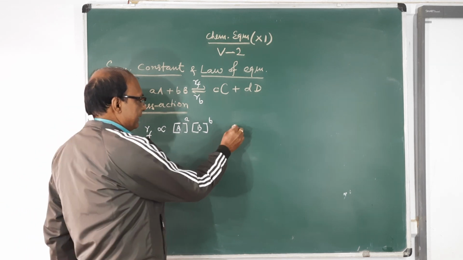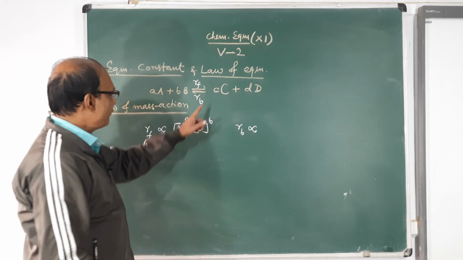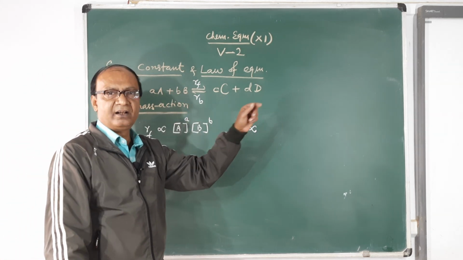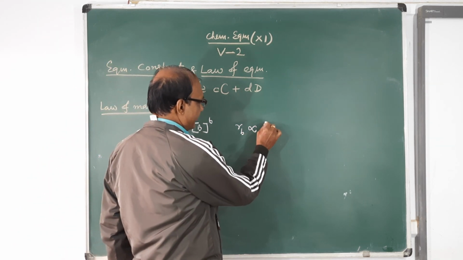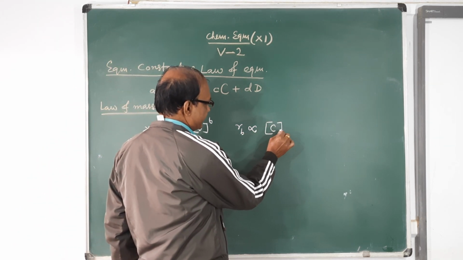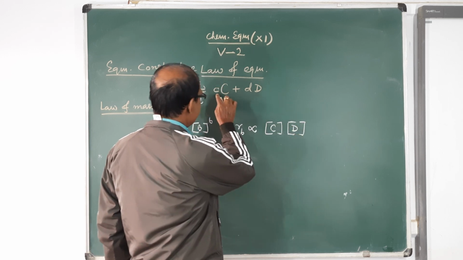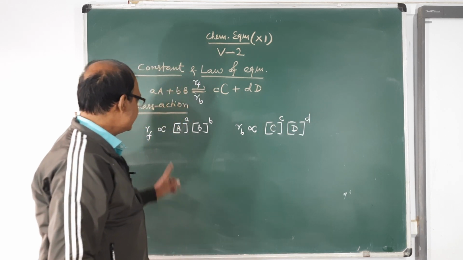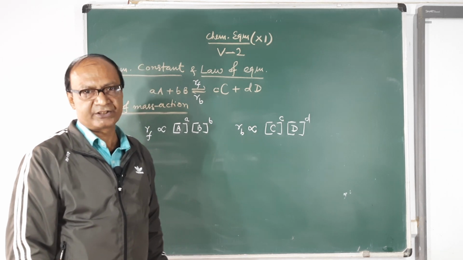Similarly, the rate of the backward direction: when you take the backward direction, C and D should be considered as reactants. Therefore, the rate of the backward direction is directly proportional to the concentration of C times the concentration of D with their respective coefficients raised as power. So this is the forward rate, this is the backward rate according to the law of mass action.